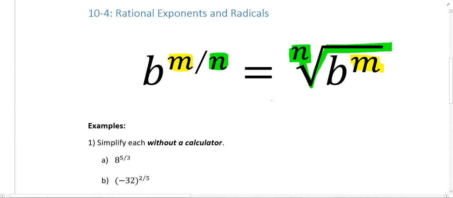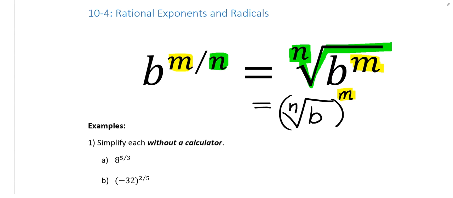And I want to give you an alternate way to write this. You can also think of this as the nth root of b, then take it to the mth power. So you don't have to do the b to the mth power first. You could do the mth power second. And most times this is actually more useful to do it this way, to take the root first, then the power. But it could be done either way.